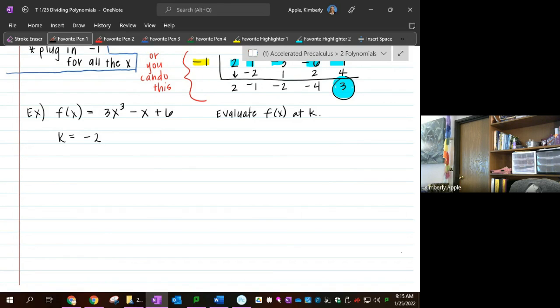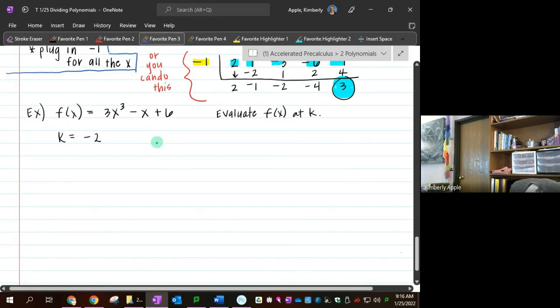You should get -16 for this one. Yep, you got it. This one should be -16. If you didn't get -16, I can guarantee what you probably did is didn't put a placeholder. This would be 3, 0, -1, and 6. So it'd be 3, -6, -6, -12, 11, -22, -16.